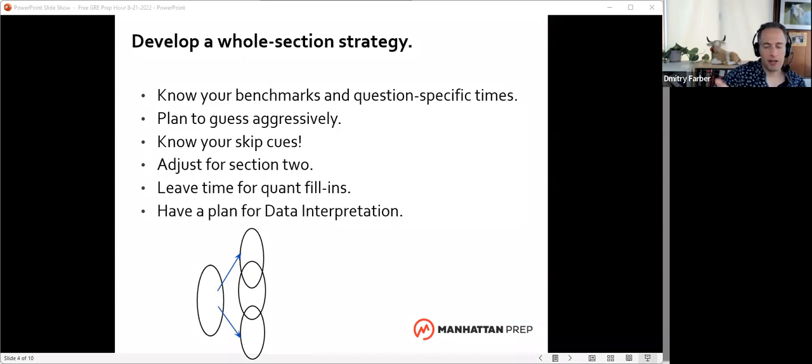And also have a plan for how you're going to deal with the charts and tables of data interpretation partway through the section. In quant, some people skip those entirely and come back around to them. Some people give them a first look and try them, and then just let parts go if they're taking too long. Some people just go in and do them in order, but you want to know what your approach is for that.